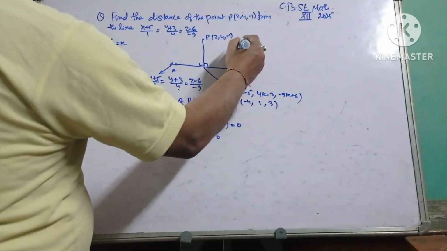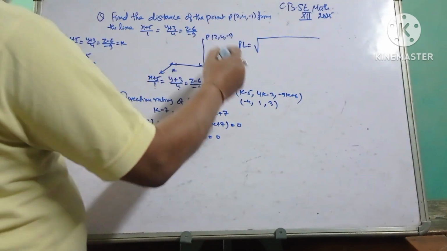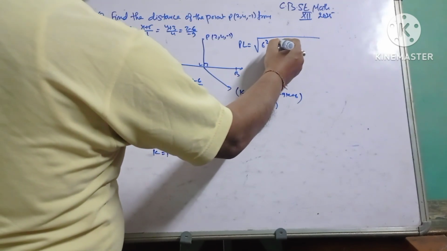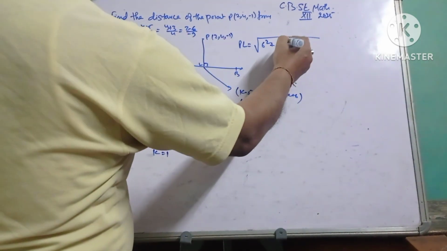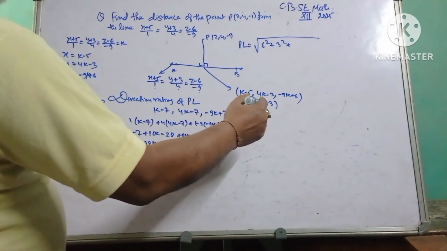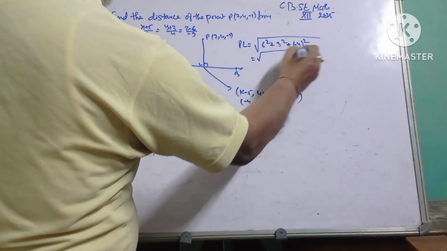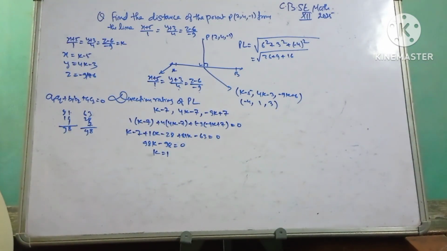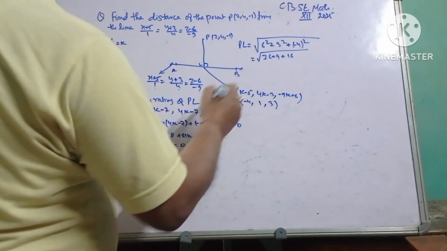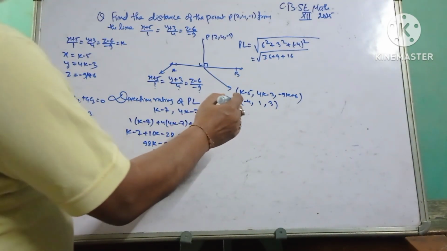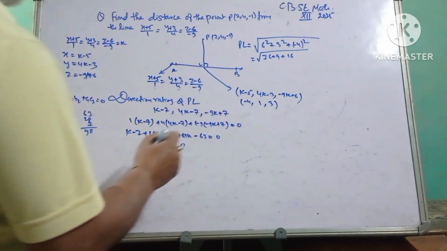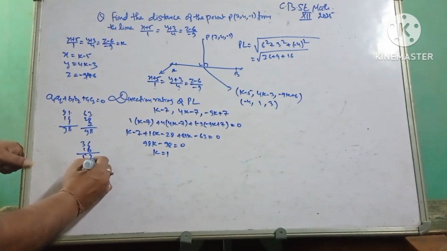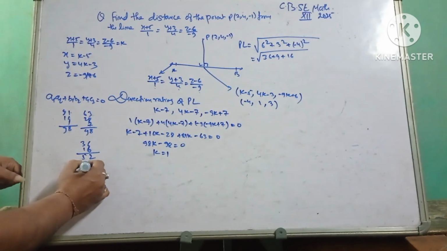So your distance PL will be root over x2 minus x1, 2 minus minus 4, that is 6 square, 4 minus 1, that is 3 square, and minus 1 minus minus 3, that is 2 square. So this will be 36 plus 9 plus 4.